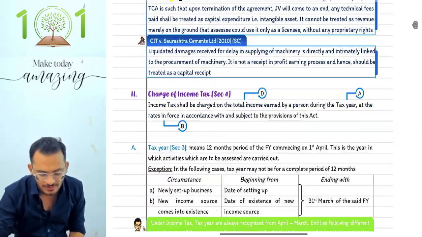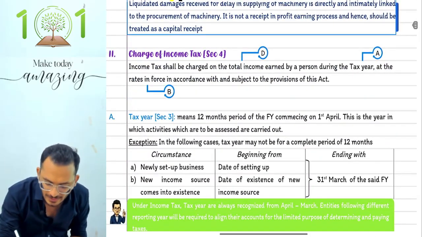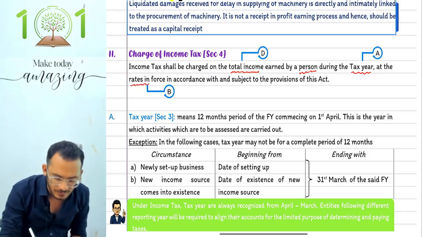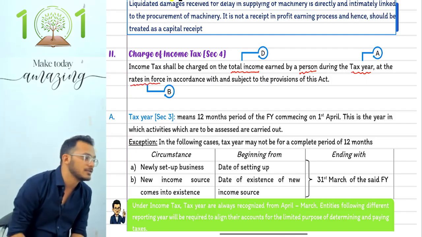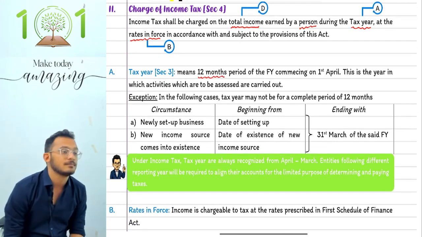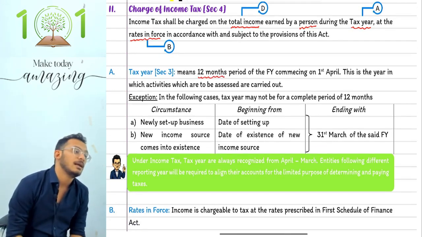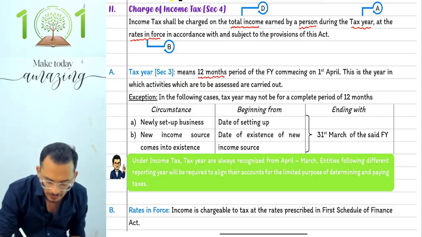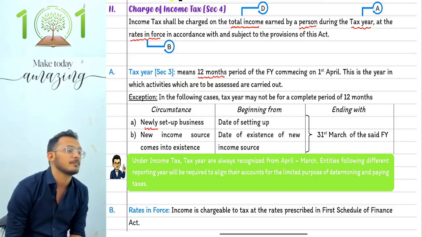Yes. Then we wrote the charging section. We said charging section says tax your total income on a person in the tax year at the rates in force according to the provisions of the act. Tax year is nothing but a 12 months period, starting from April to March, but it can become lower. When will it become lower? When you set up a new business. In that case, from that date.